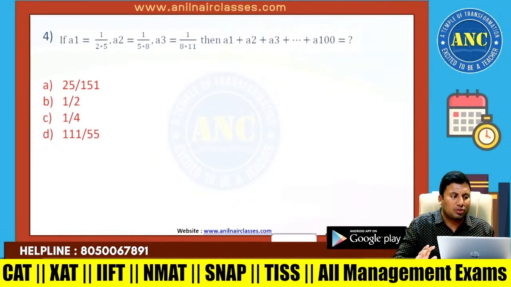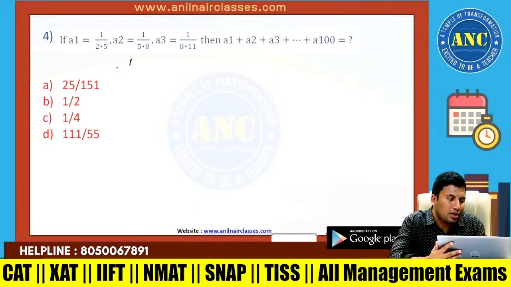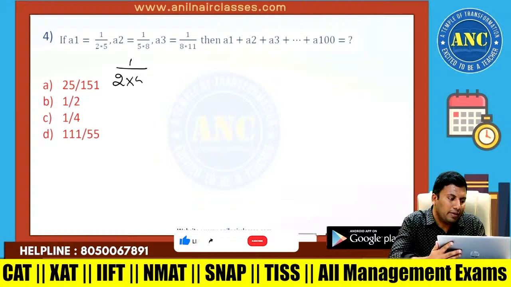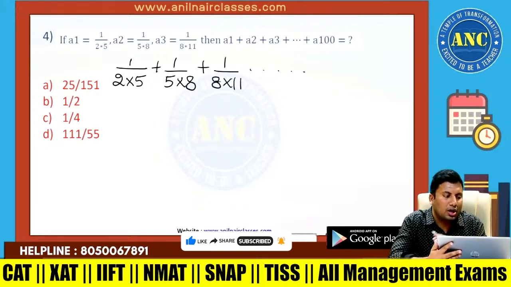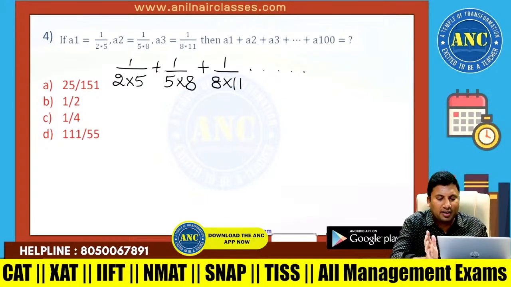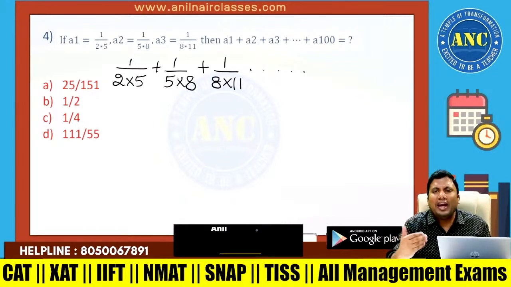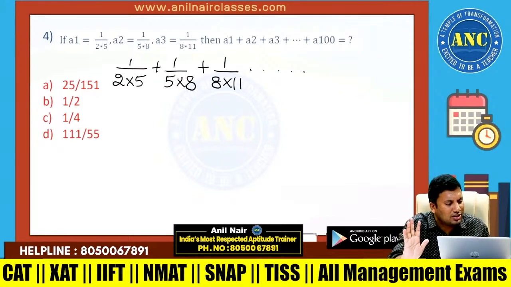Now another, the fourth one. If A1 is equivalent to 1 by 2 into 5, next one 1 by 5 into 8, next one 1 by 8 into 11, and so on up to some series is given. I don't want kids to find out the A100 value and do it. Just we will use approximation.